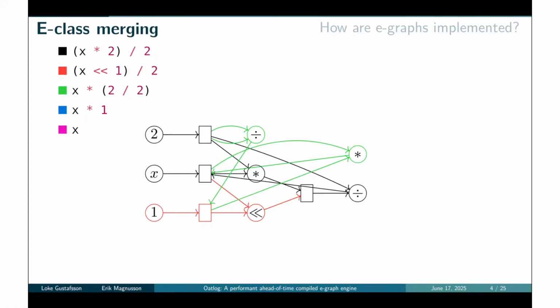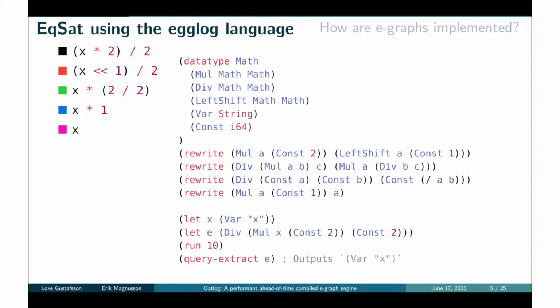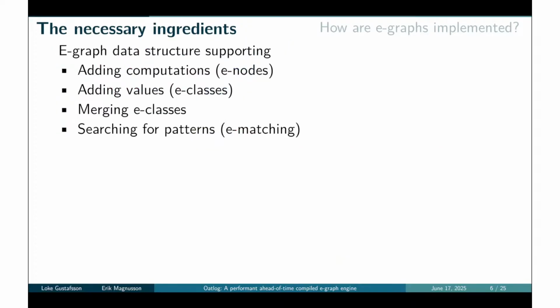We have shown this process by drawing a graph, but the actual workflow involves writing a theory in a domain-specific language such as egglog, into which we can insert an expression, run a few steps of e-matching, and extract and simplify the expression. From an implementation perspective, this involves an eGraph data structure, which must support adding e-nodes and e-classes, merging e-classes, as well as searching the eGraph for specific patterns.